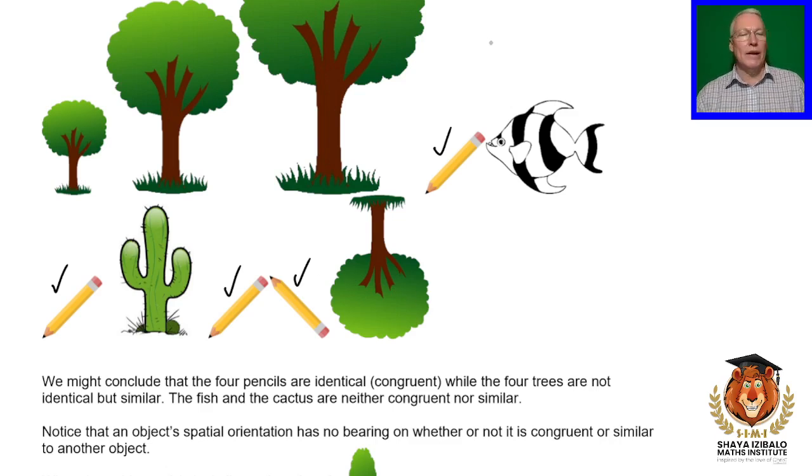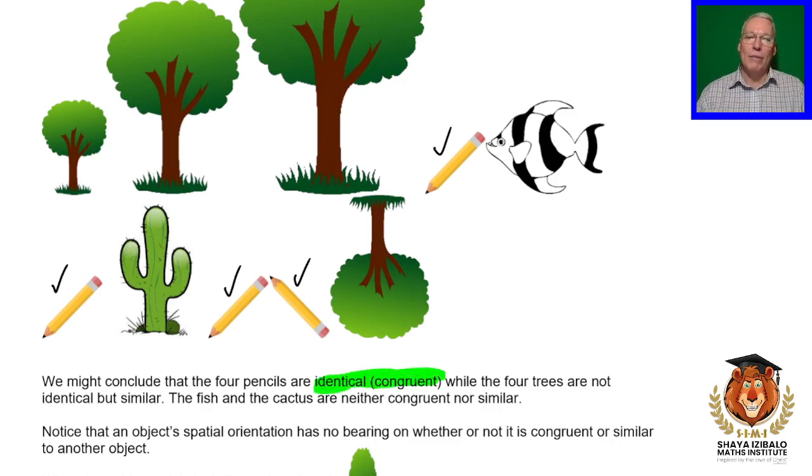A really important idea is that when we turn something around, that doesn't make it not similar or not congruent. You'll notice all these pencils are facing different ways, but in fact they are all identical. Any one of these pencils, if you cut it out, you could stick it on top of one of the other ones and it would cover it exactly. That's what congruent means. Congruent means identical.